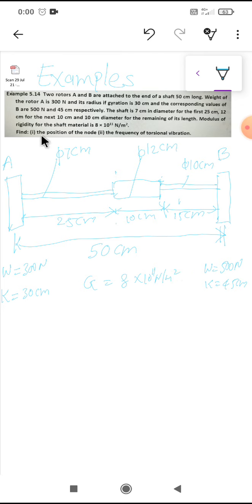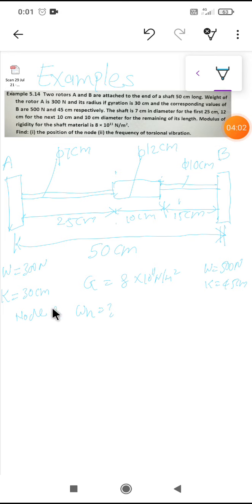So what is our goal? First is to find the position of the node, and second is the frequency of the torsional vibration. So two things have been asked: first, the node position, and the second is the frequency of the torsional vibration.